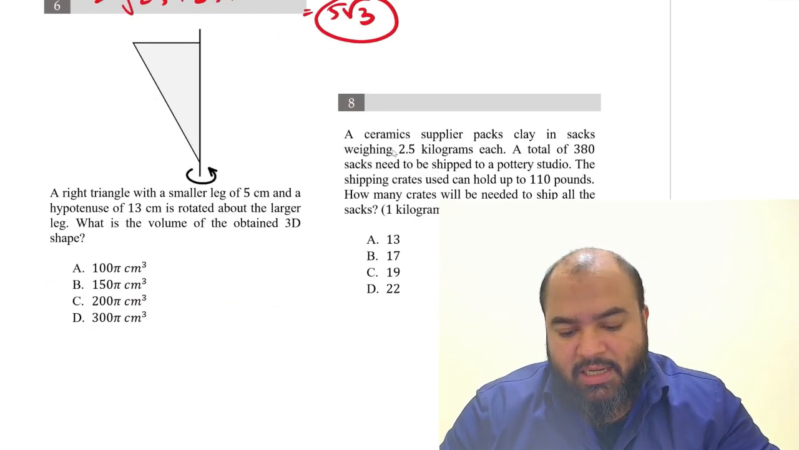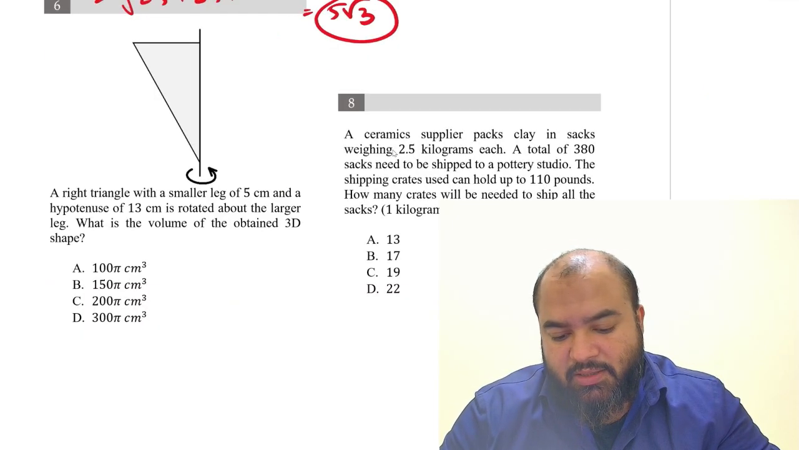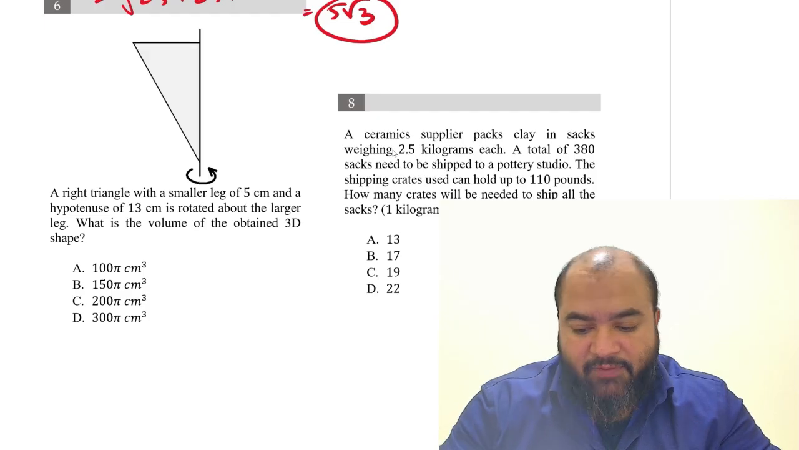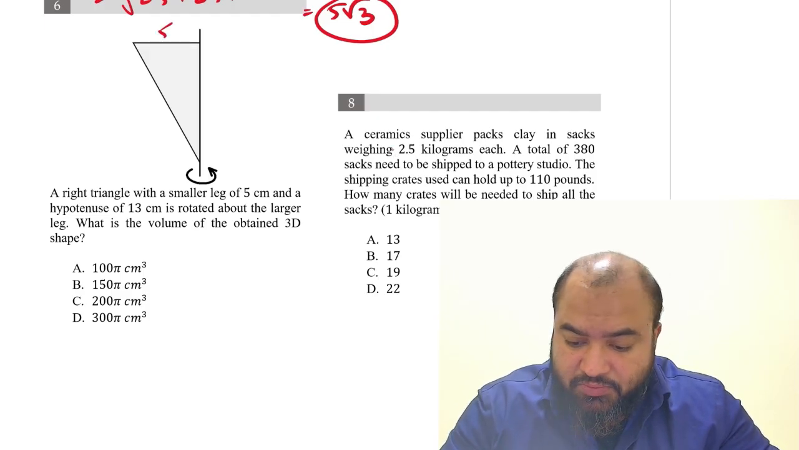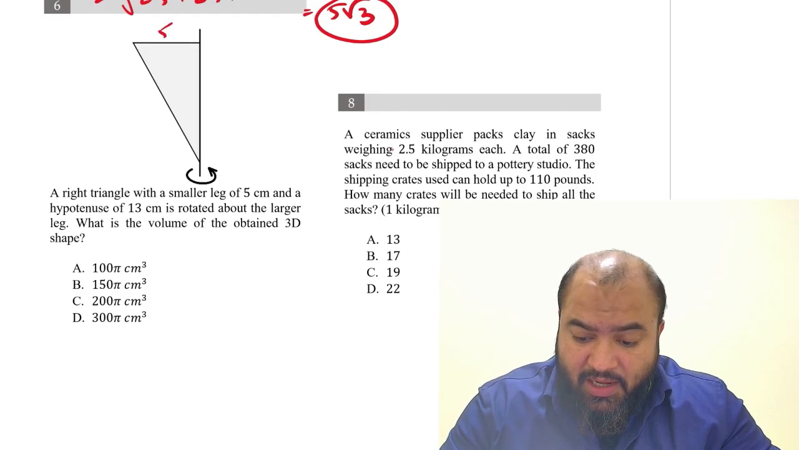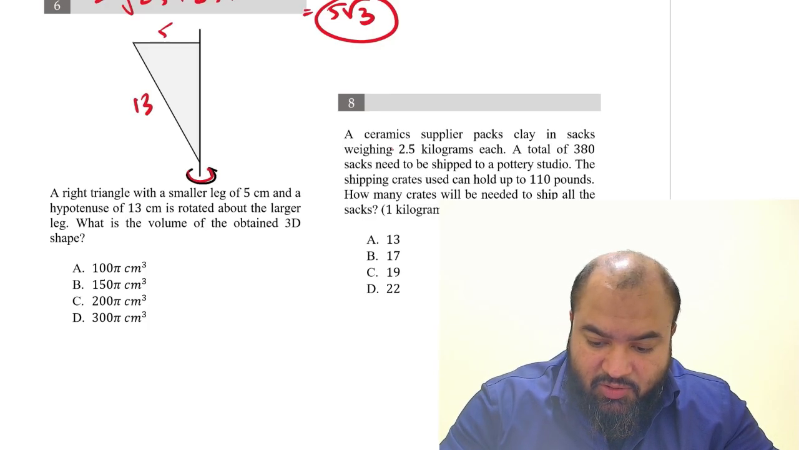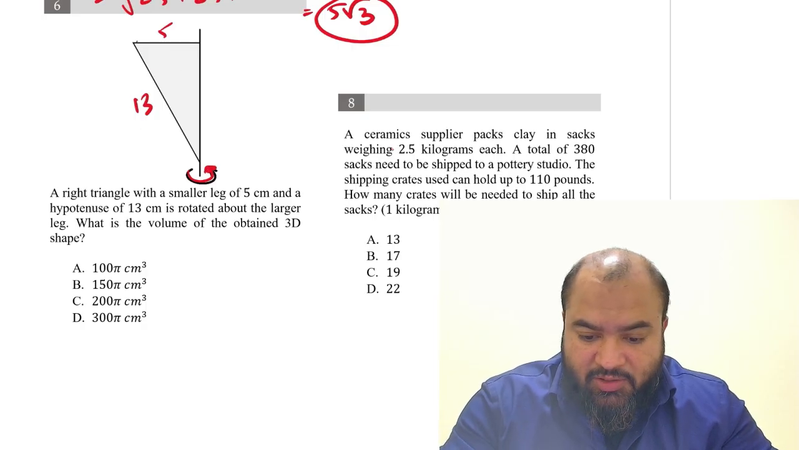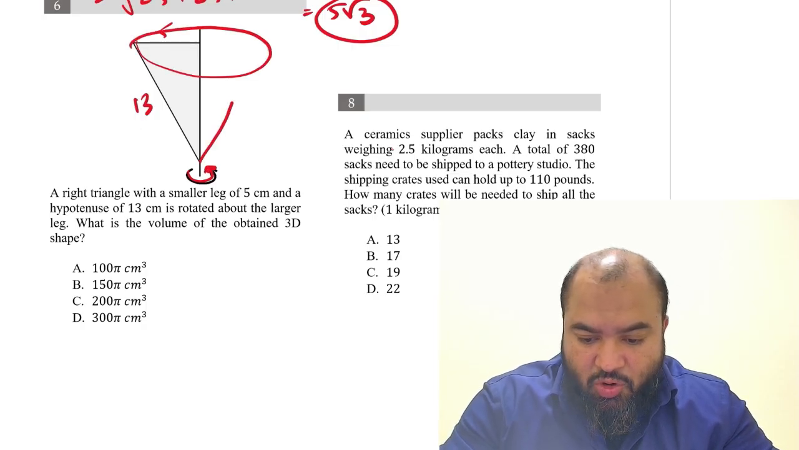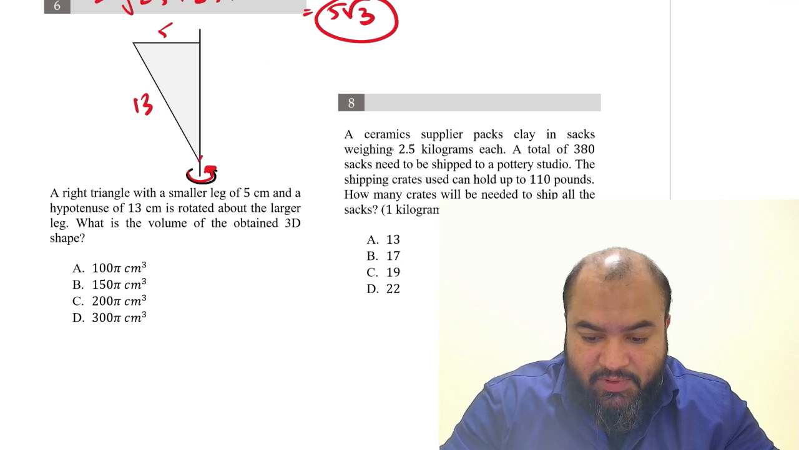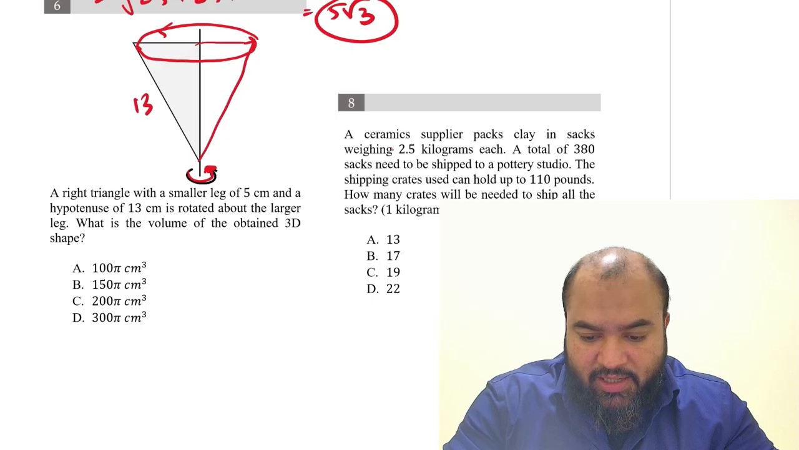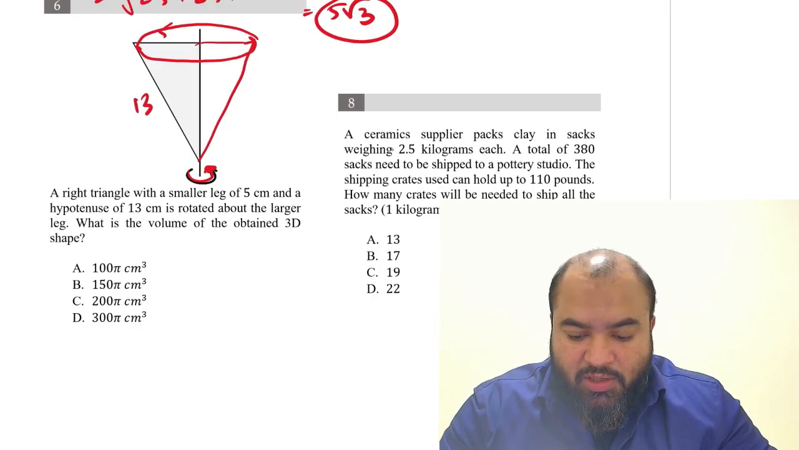Number 6, a right triangle with a smaller leg 5 centimeters, so this is 5, and the hypotenuse of 13 is rotated about the larger leg. So you see the rotation happening here. If it rotates, this is going to end up making a cone. Okay. So now, what is the volume of the cone?